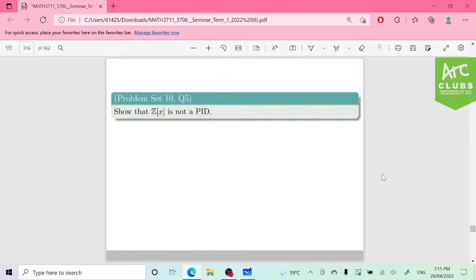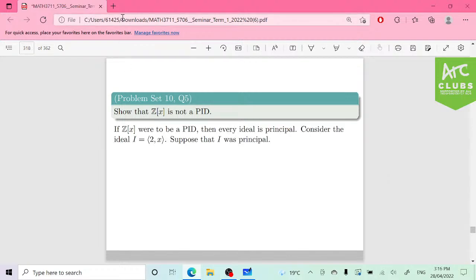So we're going to show that this is not a principal ideal domain. To show that it's not a principal ideal domain, all we need to do is show that there is an ideal that is not principal. So let's consider the ideal generated by two elements, let's just say 2 and x. It turns out that this is actually not principal. Because if it was principal, then we can find some element alpha in Z[x] such that the ideal generated by alpha is precisely the ideal generated by 2 and by x.